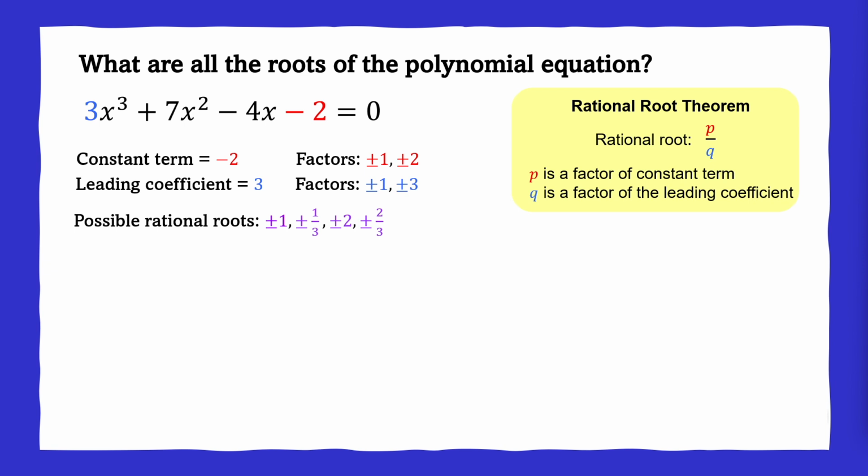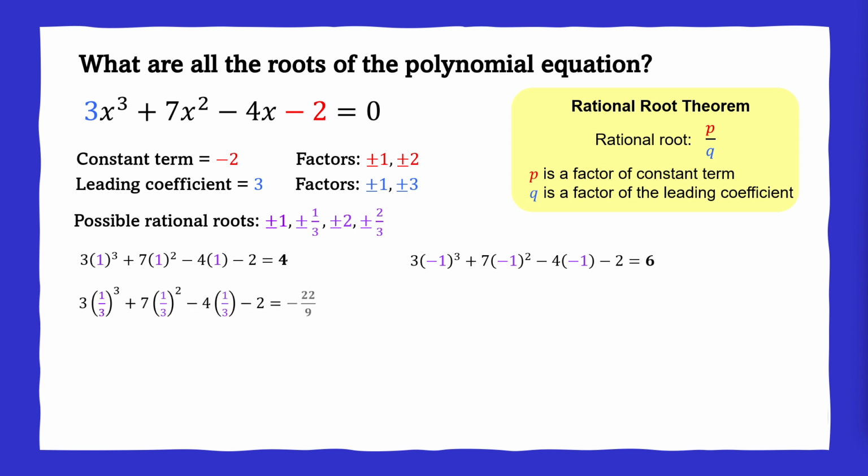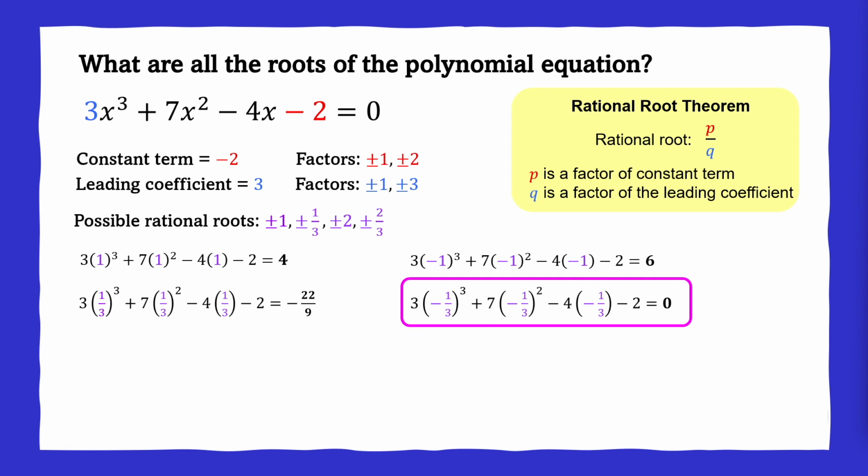We test each possible root by substituting it into the polynomial to check if it equals 0. Substituting 1 into the polynomial results in 4. Substituting -1 results in 6. Substituting 1/3 results in -22/9. Substituting -1/3 results in 0. So we found one of the roots. Let's continue to see if there are more.